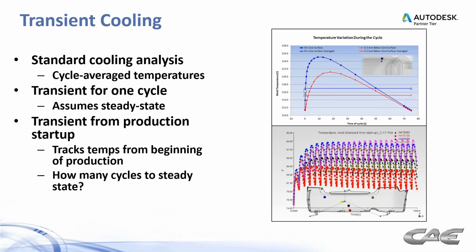It starts here, as hot plastic comes in, that temperature increases, and then it gradually cools over time. Same with the red. And if we were to average all those temperatures, you see the blue line here for the blue dot, and the red line, of course, for the red dot. Those are the average temperatures. These average temperatures are what Moldflow is actually reporting when you do a standard conventional Moldflow cooling analysis.